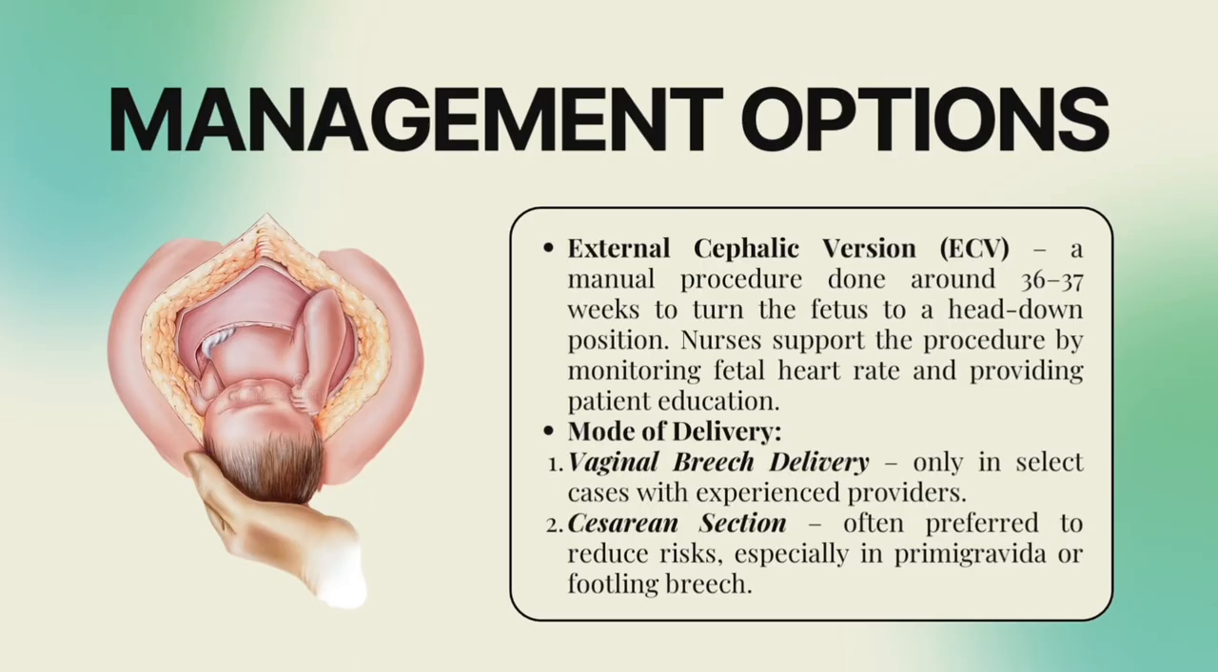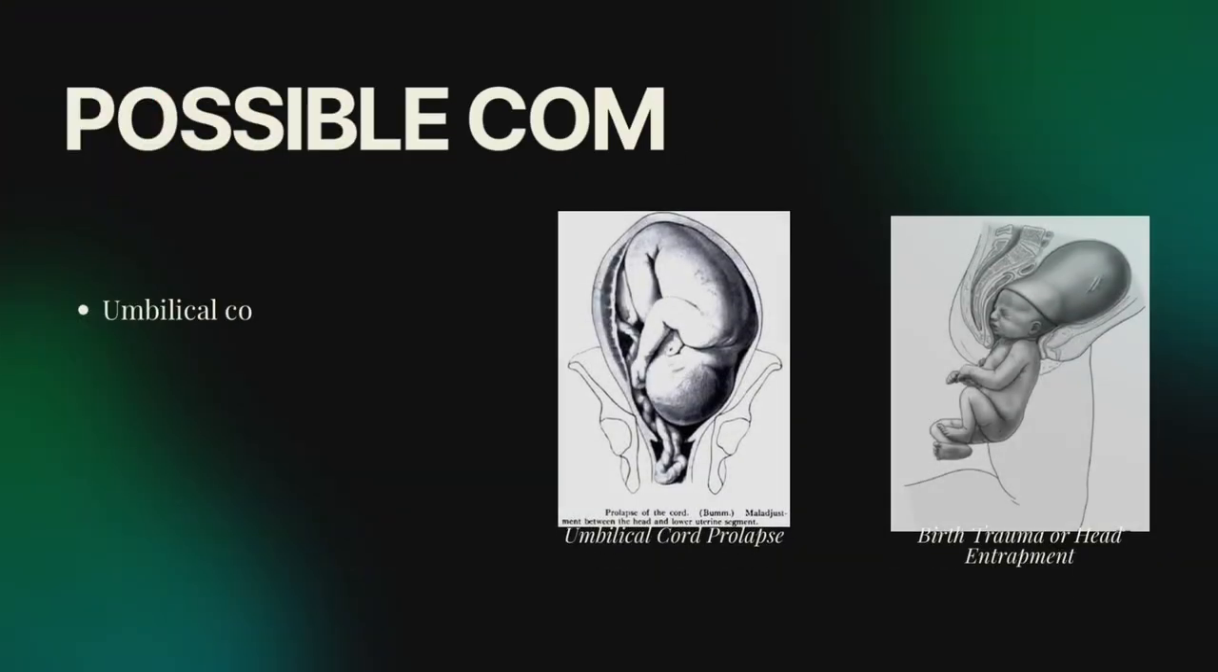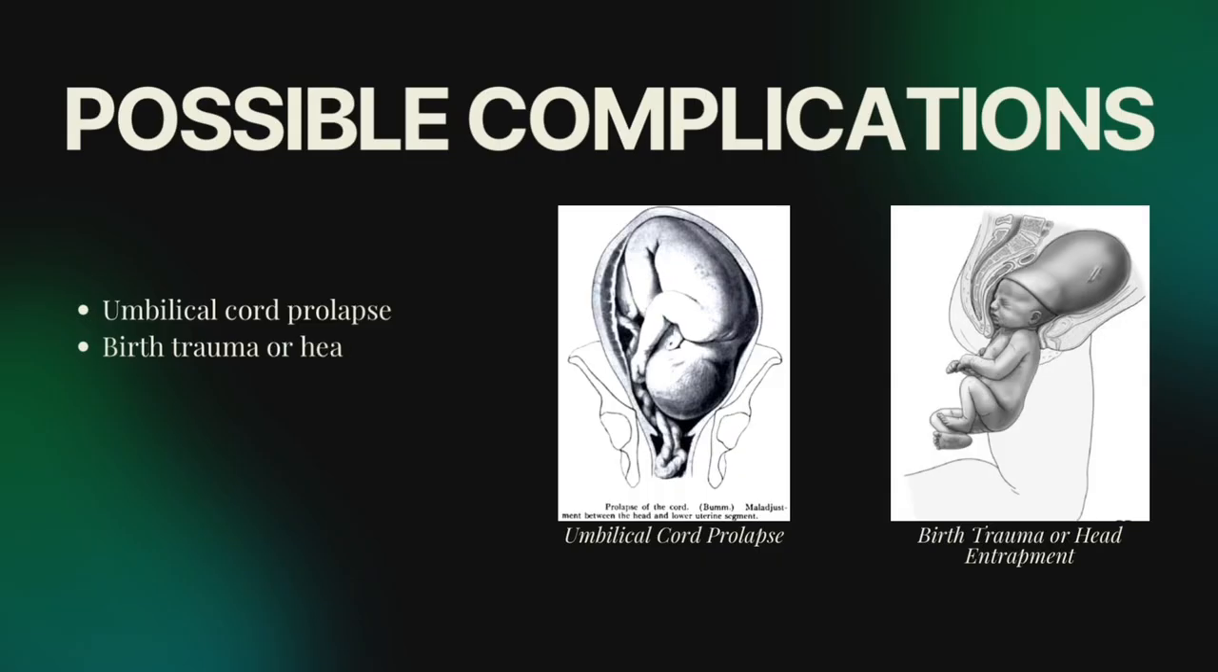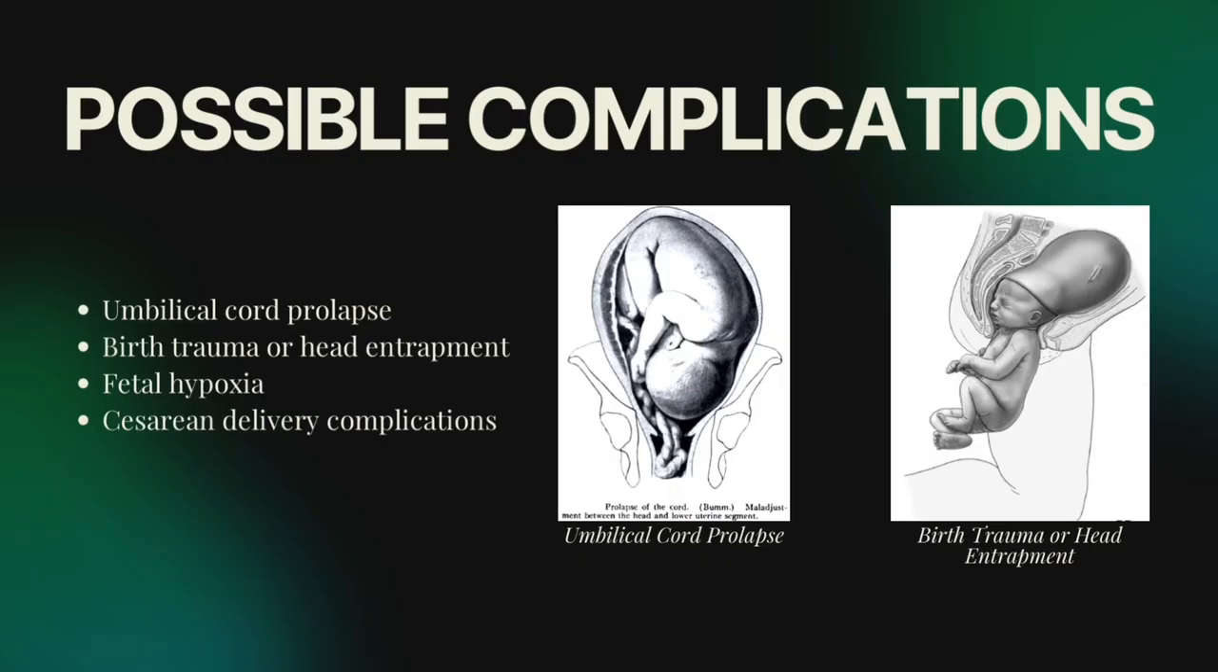Next is the mode of delivery, which can either be vaginal breech delivery or cesarean section. Vaginal breech delivery is possible only in select cases with experienced providers, and cesarean section is often preferred to reduce risks, especially in primigravida or footling breech. These are the possible complications of breech presentation, including umbilical cord prolapse, birth trauma or head entrapment, fetal hypoxia, and cesarean delivery complications. Prompt recognition and teamwork between nurses and physicians are essential to manage these risks.